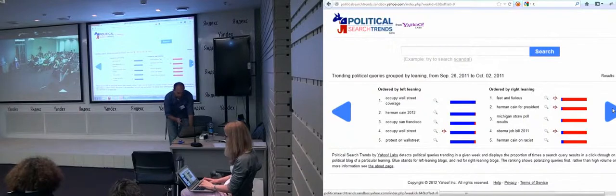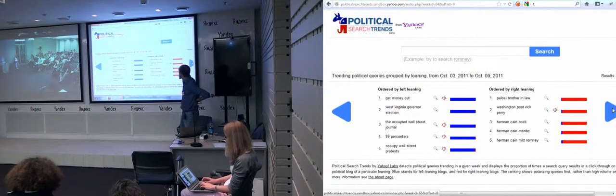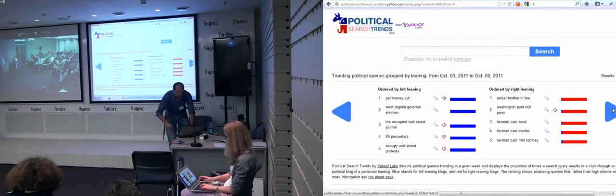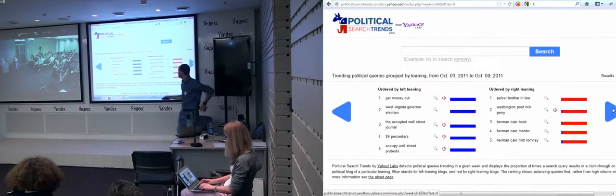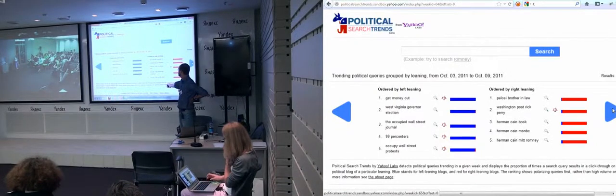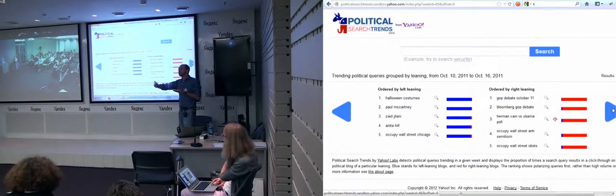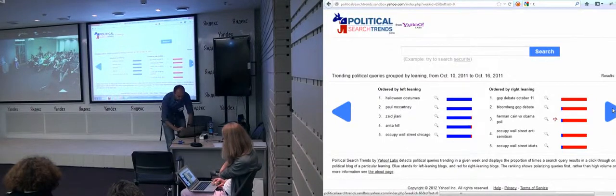If you then go further, again, lots of activity on the left. There's this new term coming in, 99%ers, get money out. Still, so far nothing on the right, at least nothing highly polarized. And only four weeks after the start, you have things such as Occupy Wall Street idiots, Occupy Wall Street anti-Semitism come up, right? So this is a nice summary of how this unrolled through search.